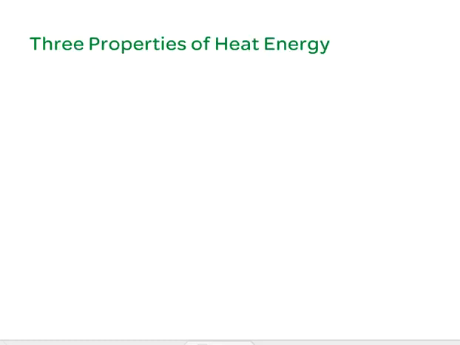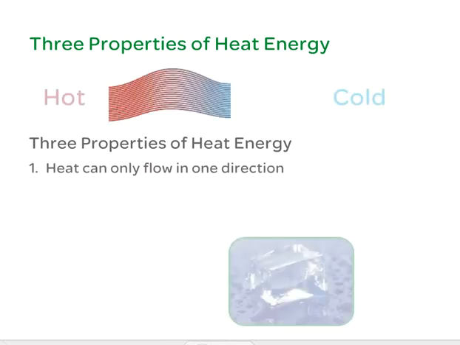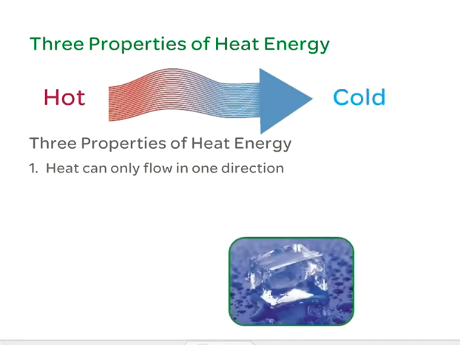Now that we know the key terms related to the physics of cooling, we can explore the 3 properties of heat energy. A unique property of heat energy is that it can only flow in one direction, from hot to cold. For example, if an ice cube is placed on a hot surface, it cannot drop in temperature. It can only gain heat energy and rise in temperature, thereby causing it to melt.